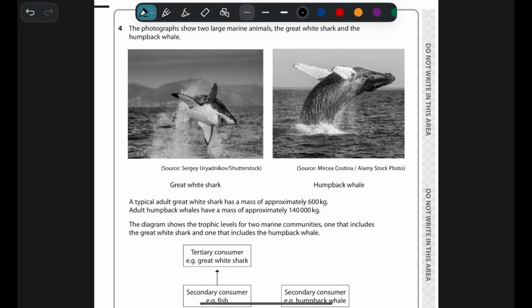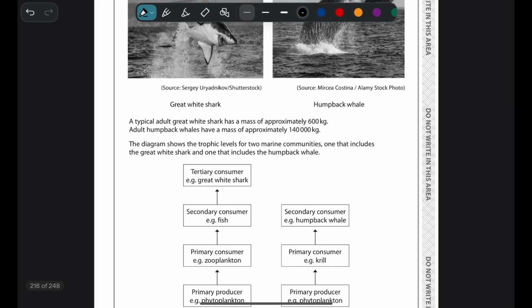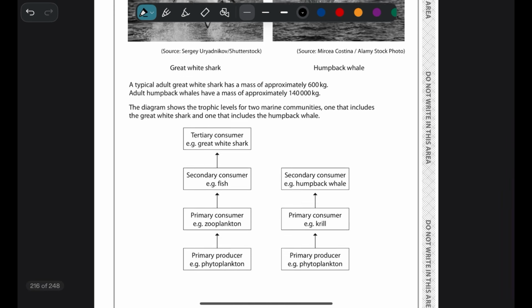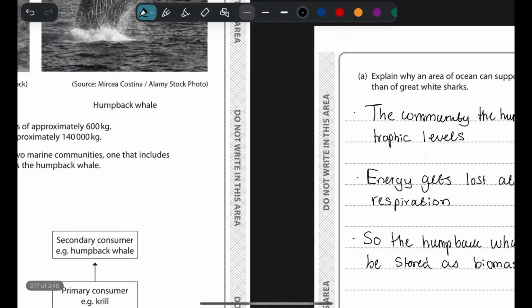Okay, so we're going to have to do a comparison between 2 of these marine animals. Okay, so it's saying that the typical adult great white shark has a mass of 600 kilograms, whilst the humpback whale has a mass of approximately 140,000 kilograms. Cool. So we can see the trophic levels here. Immediately what I can say is, okay, well, humpback whale is a secondary consumer, whilst the great white shark is a tertiary consumer, which means that there's more trophic levels for the great white shark.